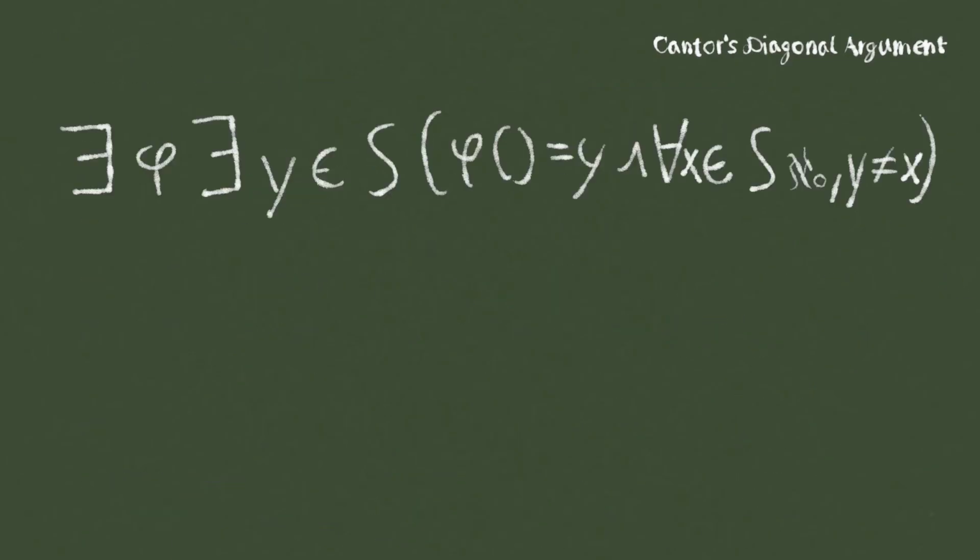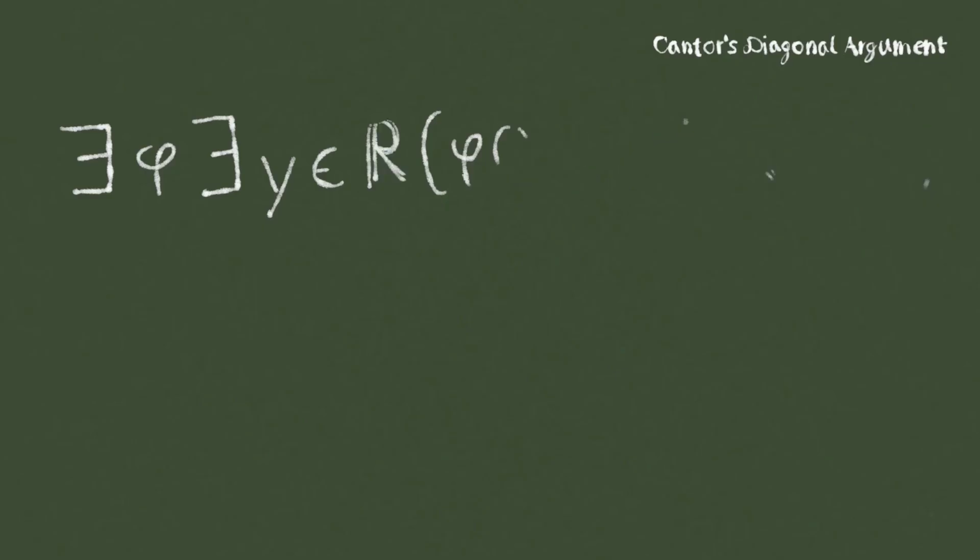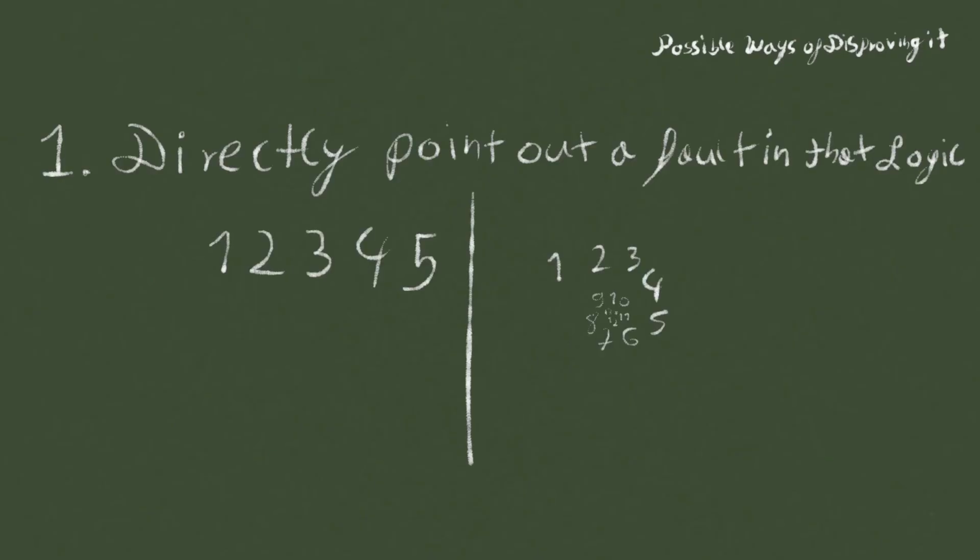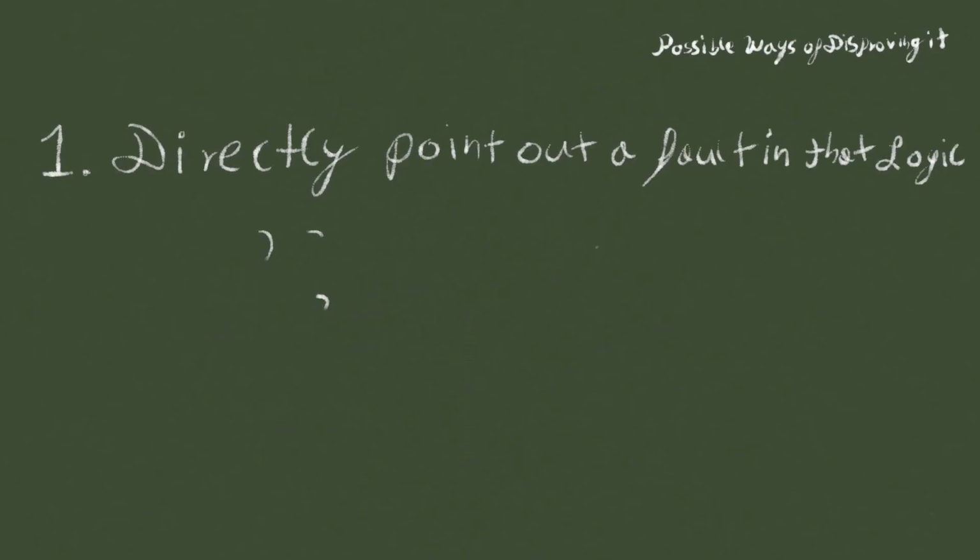Fundamentally, the argument states that a set for which there exists an algorithm that generates or shows an element which is in this set, but different to every element in a countable depiction of that set, does not have a bijection to the set of natural numbers, and is therefore uncountable. Having defined the argument, how would one go about disproving it? One way would be to directly point out the fault in that logic.